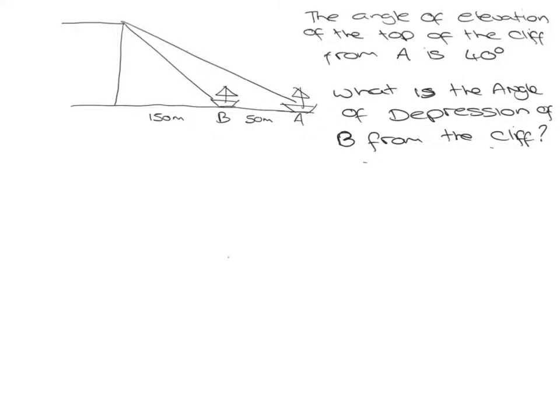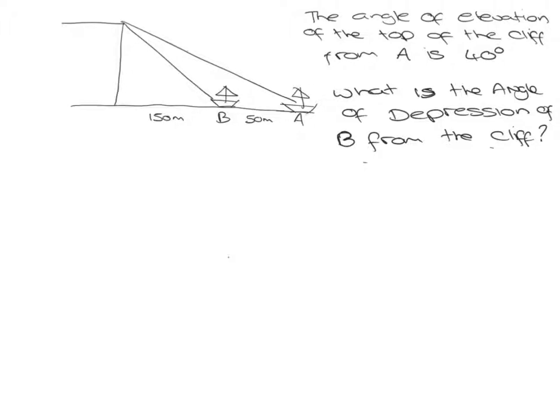So in this question we're looking at angle of elevation and angle of depression. Both these angles always work from the horizontal. The angle of elevation is the angle you look up through from the horizontal to see, in this case, the top of the cliff. And the angle of depression is the angle you look down through from the horizontal till you see what you're looking at.